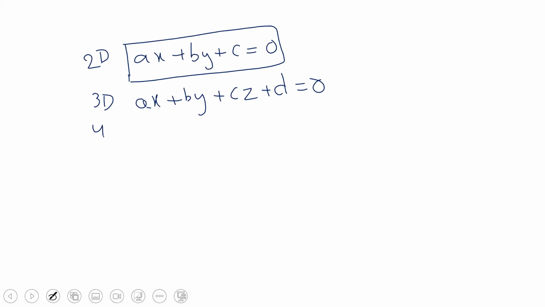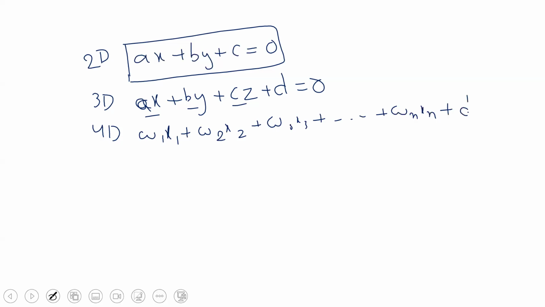How about 4D? You cannot keep going with a, b, c, something like that. You will run out of alphabets. So the general notation is w1 x1 + w2 x2 + w3 x3 + and so on + wn xn + d = 0. Okay, or you can also keep this as b = 0, any alphabet, that is fine. So you don't really need to bother about higher dimensions. So this x subscript will keep on going.